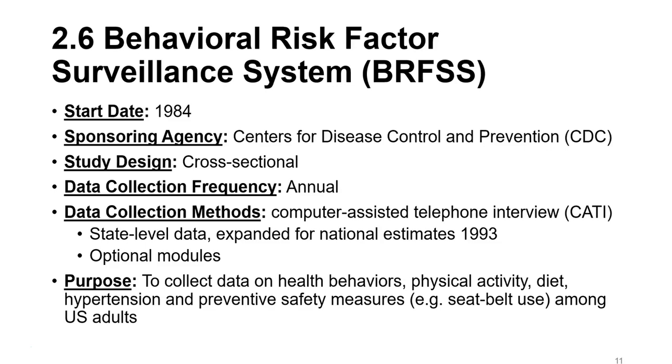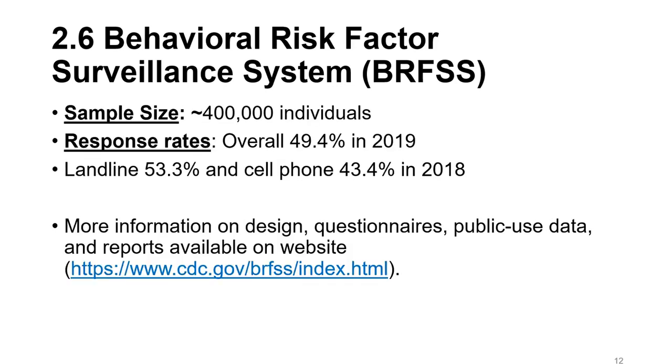Also, the BRFSS allows for adding questions on race and ethnicity. So for example, the state of Michigan collects information on Arab Americans as an ethnicity since it has one of the highest concentrations of Arab Americans in Detroit. However, other states do not collect this group. The purpose of the BRFSS is to collect data on health behaviors, physical activity, diet, hypertension, and preventive safety measures such as seatbelt use among U.S. adults. If you are interested in research questions evaluating risk factors and behaviors, this may be a good survey to use for secondary data analysis.